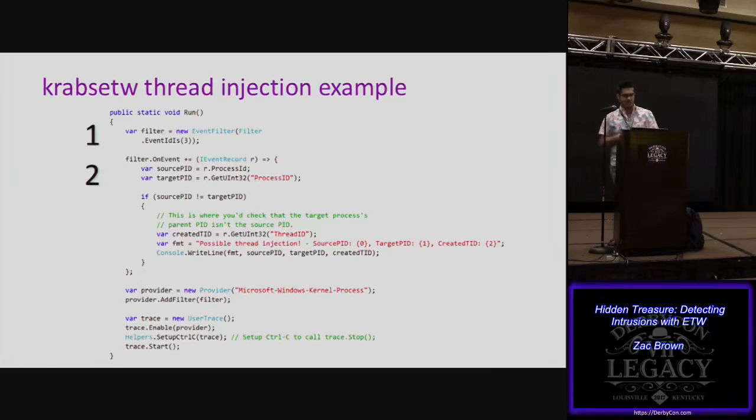Then we're going to pull out the thread ID, print it out. 3 is the same as before. 4 is the same as before. Nothing new here. Main thing with 3 is that we're using Microsoft Windows kernel process, like we used for the image load detection.